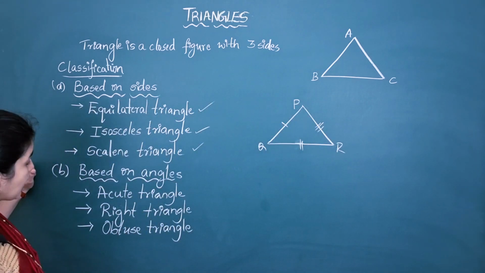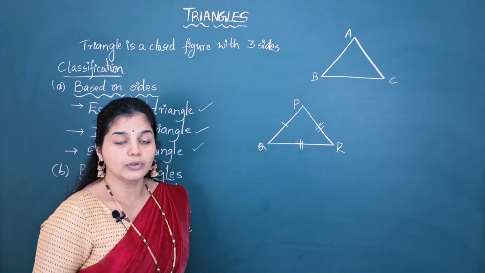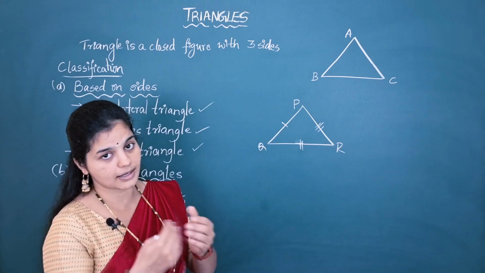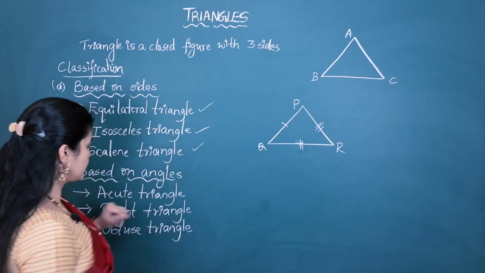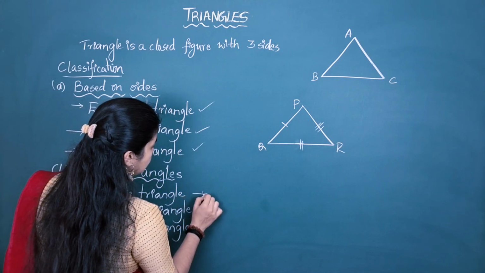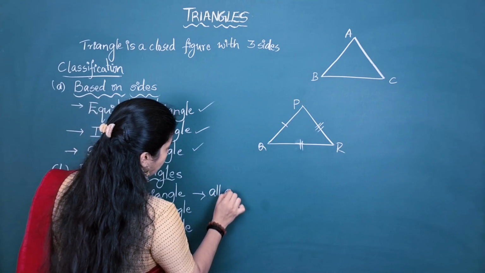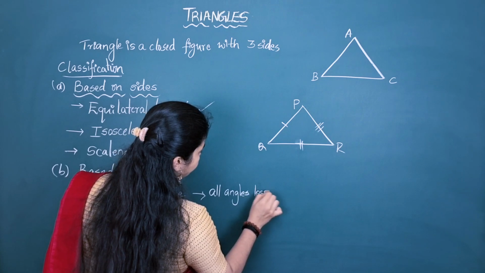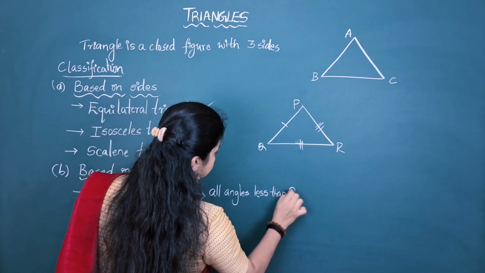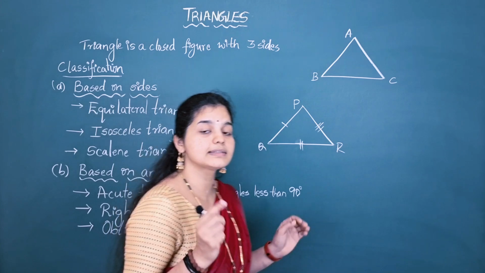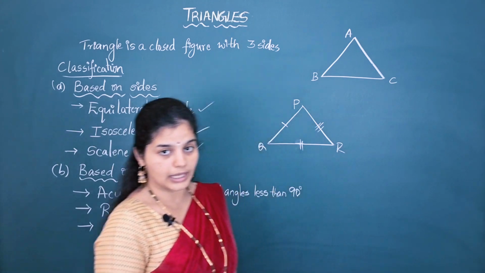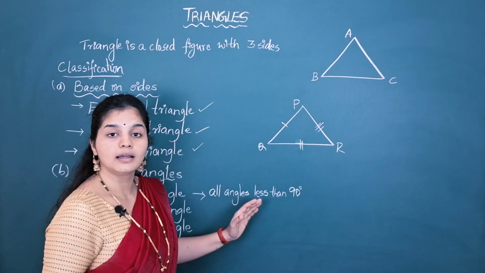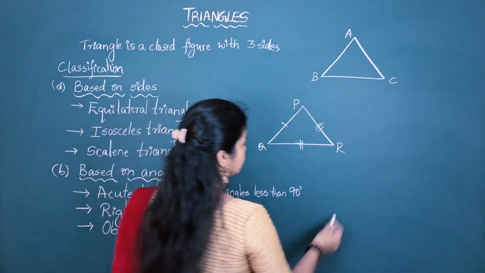Next is based on the angle. Here the first classification is acute triangles. Acute triangles we also call acute angled triangles. Here all angles are less than 90 degrees. You know a triangle has three angles, right? When all three angles are less than 90 degrees, we call it an acute angled triangle.